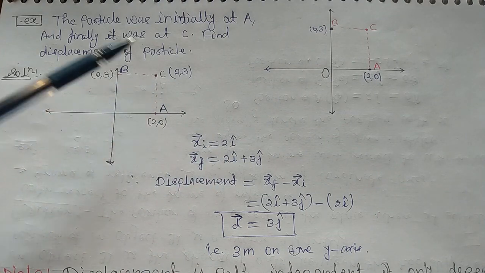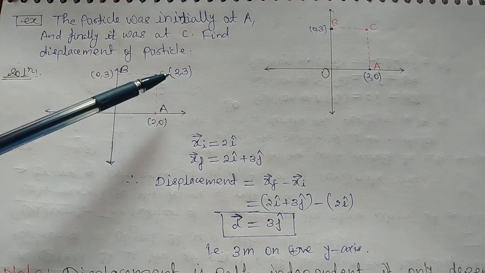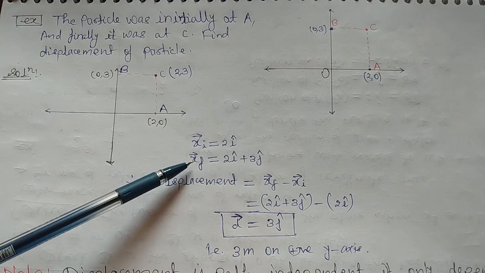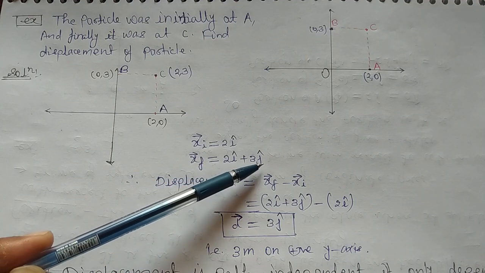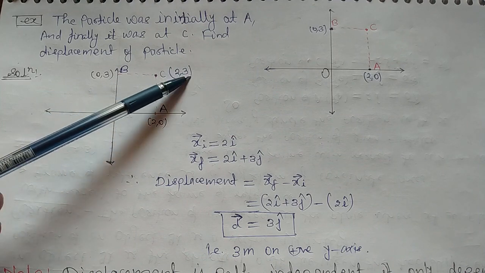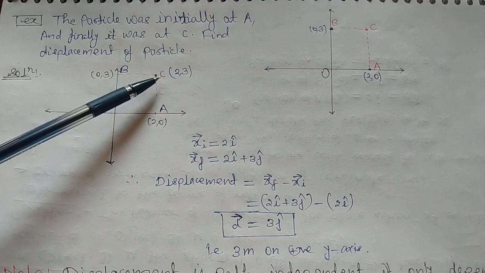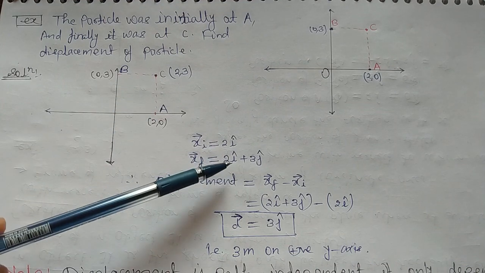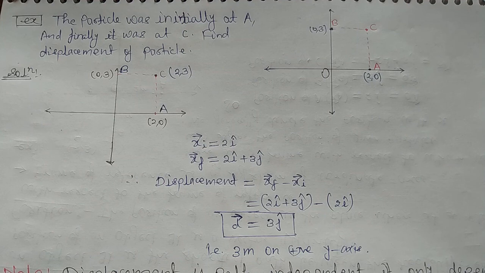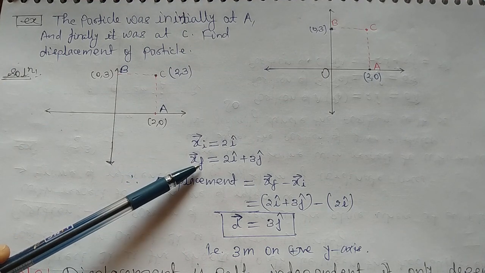The final position of the particle is C, and the coordinates of C are 2, 3. So x final, the final position of the particle, is 2i cap plus 3j cap, because this is 2 on the x-axis and 3 on the y-axis. So 2, 3 means 2i cap plus 3j cap. Now we have the initial position and the final position.